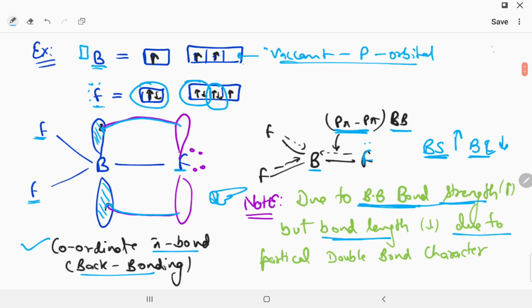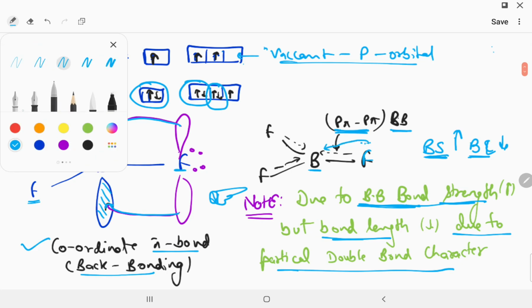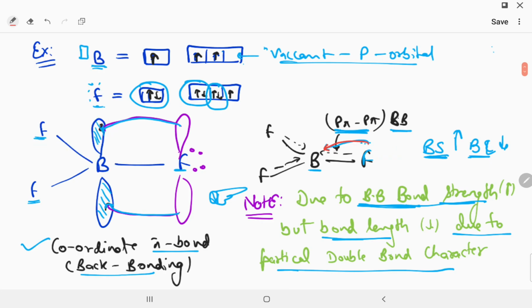Now understand why, sir? Due to partial double bond character. Because when it donates the electron towards the vacant orbital, it generates a partial double bond character. So that's why bond length decreases and bond strength increases. That is the main reason.